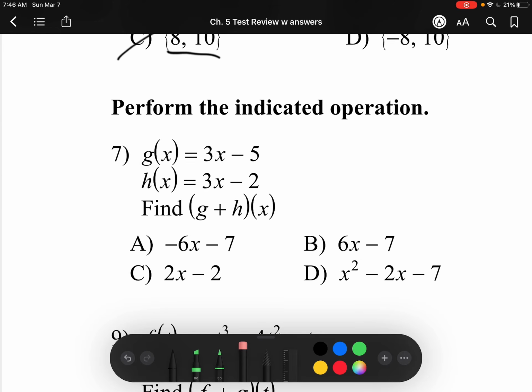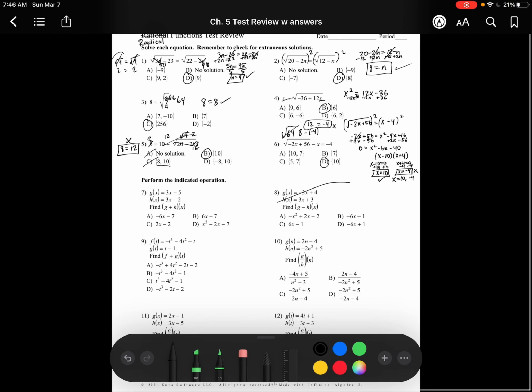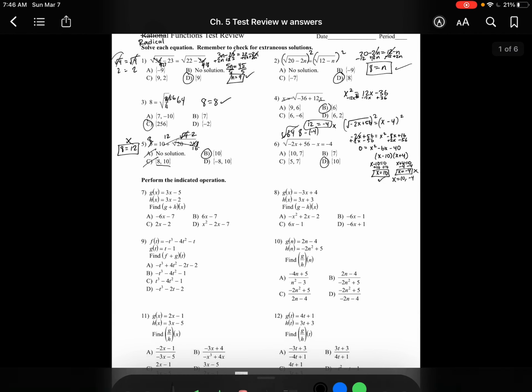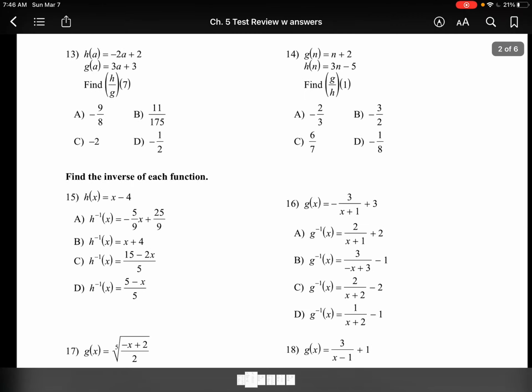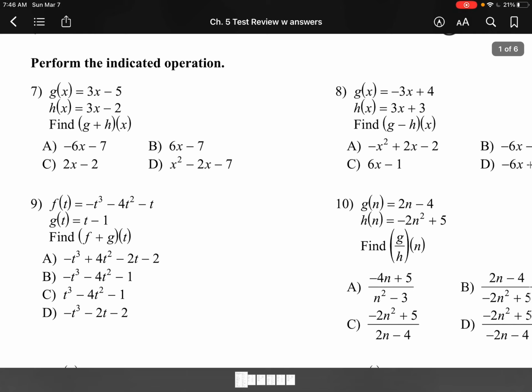For number 7, we are doing function operations. Number 7 through 12, we're doing function operations, maybe even more. Yeah, 7 through 14, we're doing function operations. So with function operations, we're going to be performing the indicated operation. Remember, with function operations, you're given a set of functions, and you are going to perform the operation as indicated, whether it's addition, subtraction, multiplication, division, or composition.